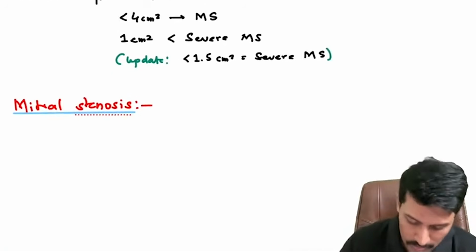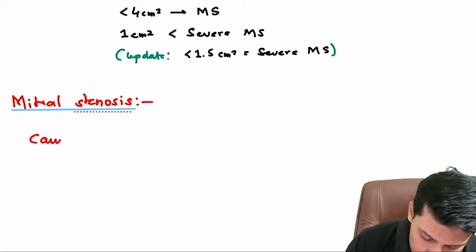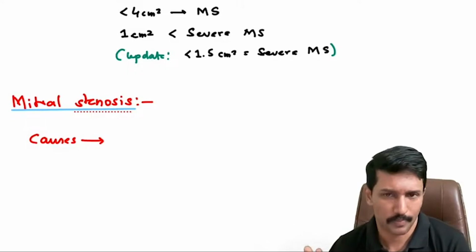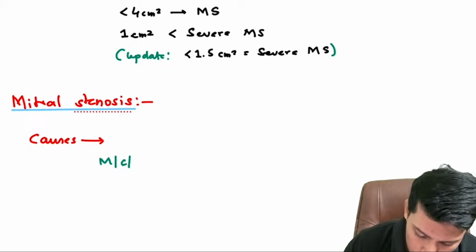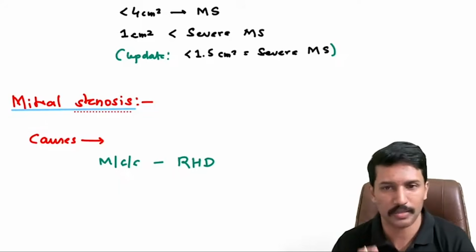Right, now let us talk about mitral stenosis. So we'll begin with the causes. When it comes to causes, I want you to remember only one cause. I know there are n number of causes possible, but they're extremely rare. So in your theory exam, I just want you to mention the most common cause, that is going to be rheumatic heart disease. RHD is the most common cause for mitral stenosis.